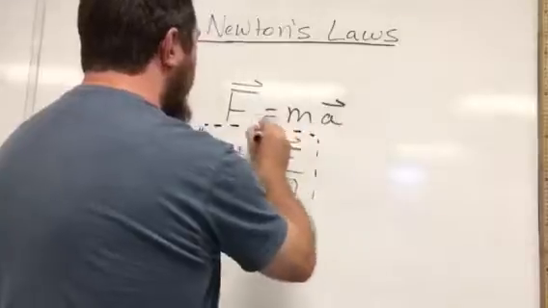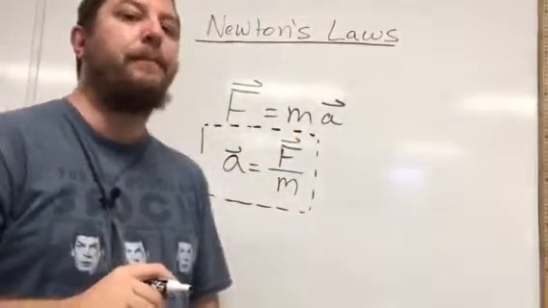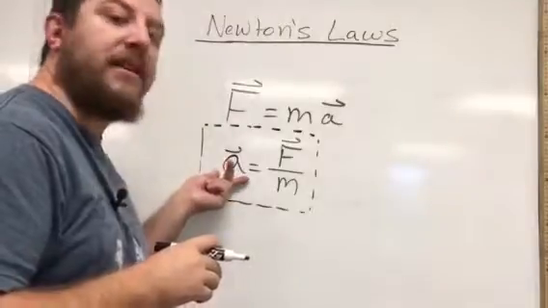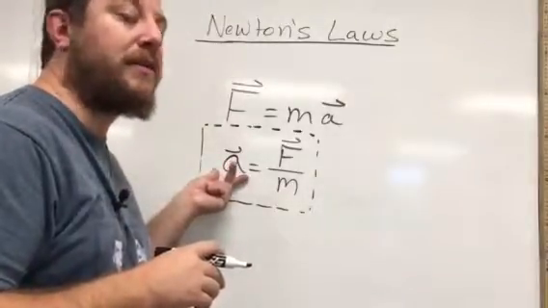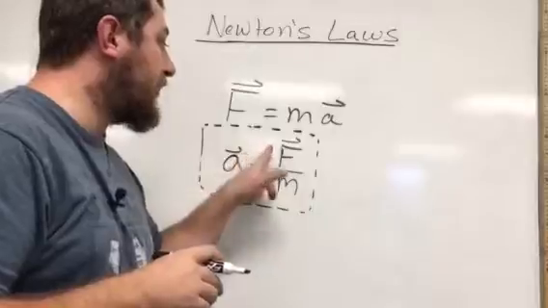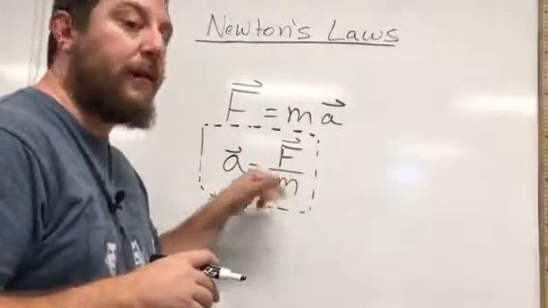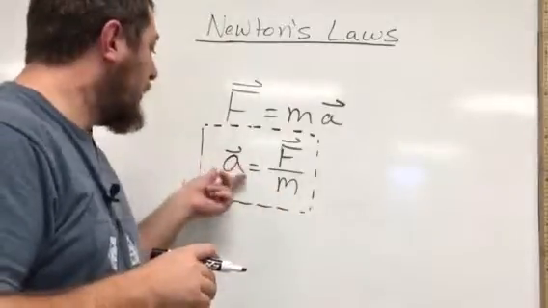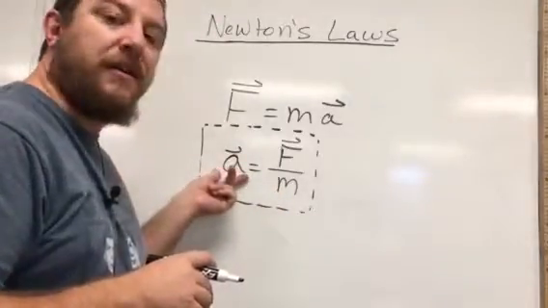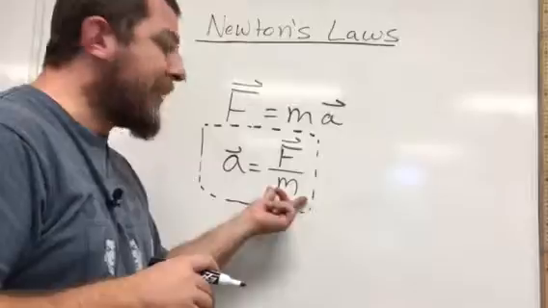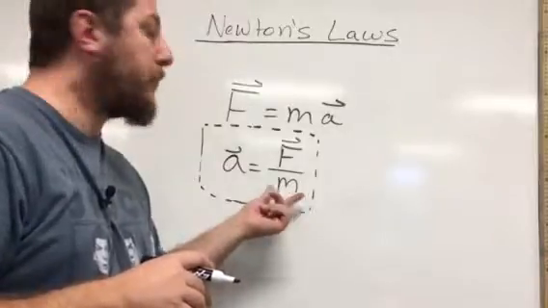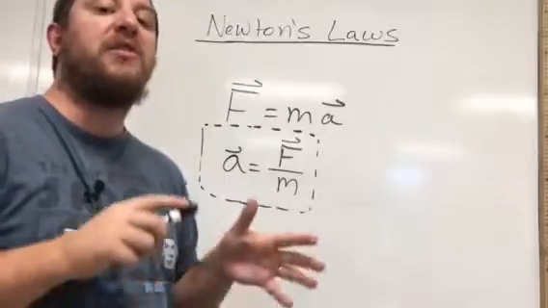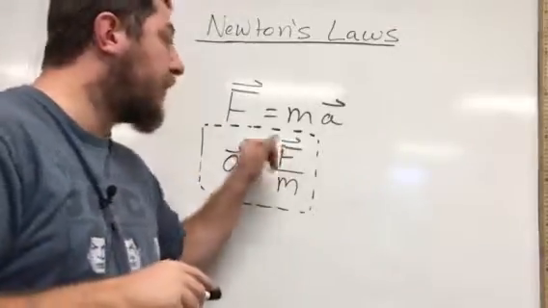All I've done is rearrange the equation slightly, a = F/m. And what this equation is saying is that for any given acceleration an object experiences, that acceleration is going to be proportional to the force, but inversely proportional to the mass. So the larger the mass, the smaller the acceleration for any given force.